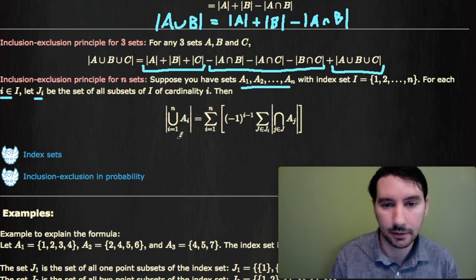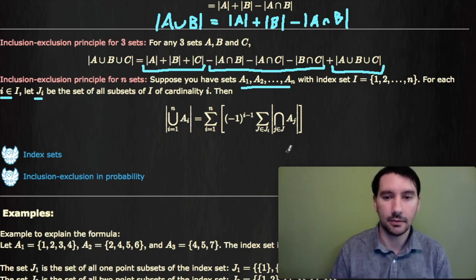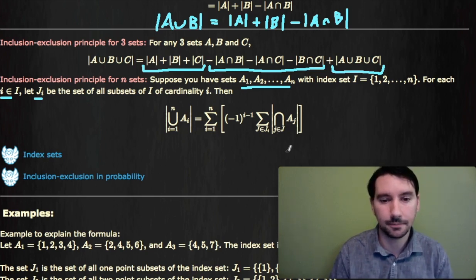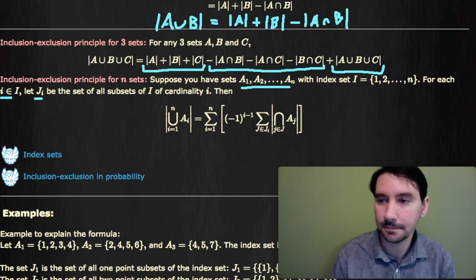And the number of elements in the union of the Ai's is going to be the sum from 1 to n of negative 1 to the i minus 1 times the sum over all elements j in J sub i, which are sets because they're sets of cardinality i, of the number of elements in the intersection of the Aj for j in J. Which is a mouthful to say, and we're not going to even try to prove that, but there's a formula for the general inclusion-exclusion formula on n sets. We will, however, do an example.